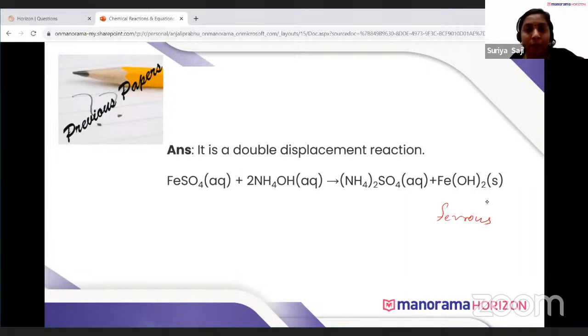Ferrous sulfate plus ammonium hydroxide. Ammonium is also a polyatomic ion, NH4 plus. Okay, this is ammonium. OH is hydroxide. H and OH we already know, right? Okay. So next.